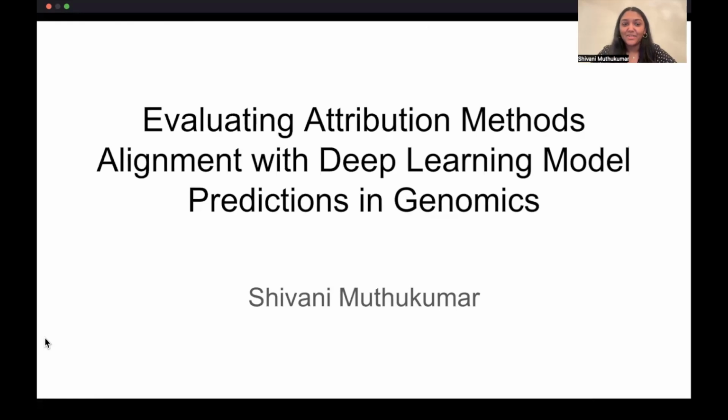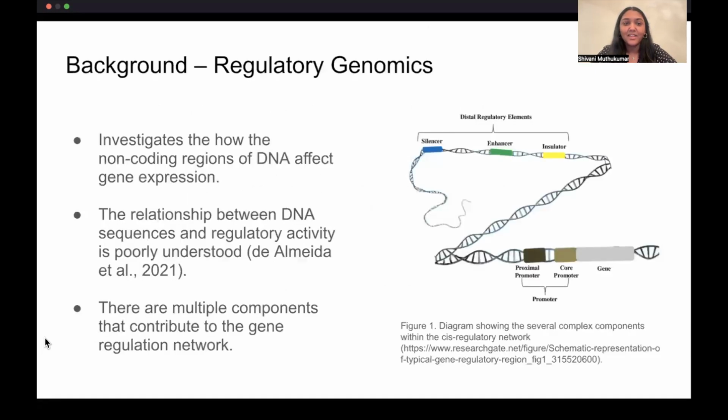Hi, my name is Shivani Muthukumar, and my project is evaluating attribution methods alignment with deep learning model predictions in genomics. Regulatory genomics is the study of the non-coding regions of DNA and how they affect gene expression. There are many components like silencers, enhancers, and promoters that all work together and interact to contribute to the cis-regulatory network. But despite previous studies, there are many aspects of regulatory genomics that are not fully understood.